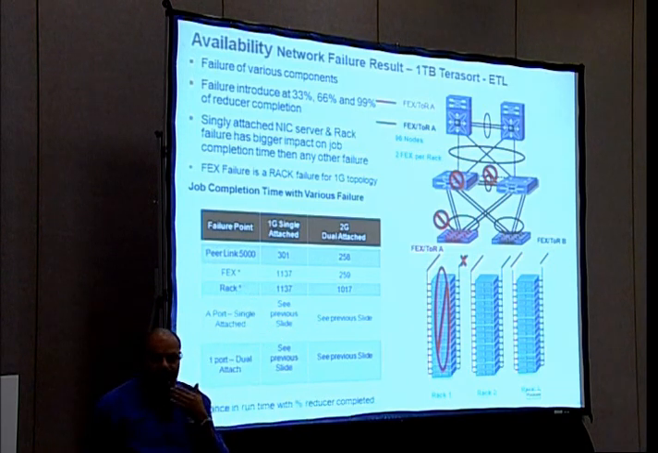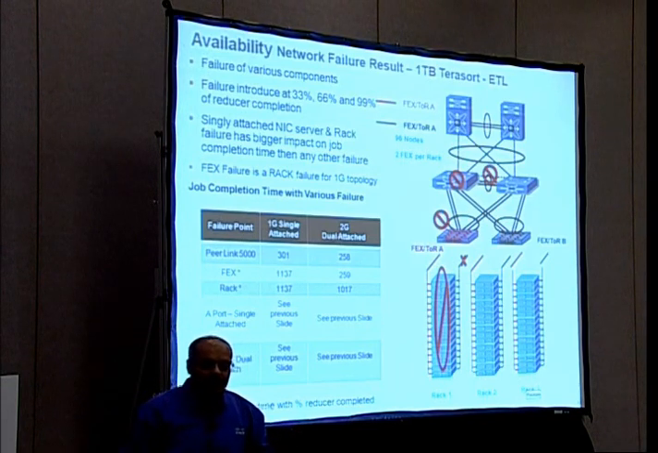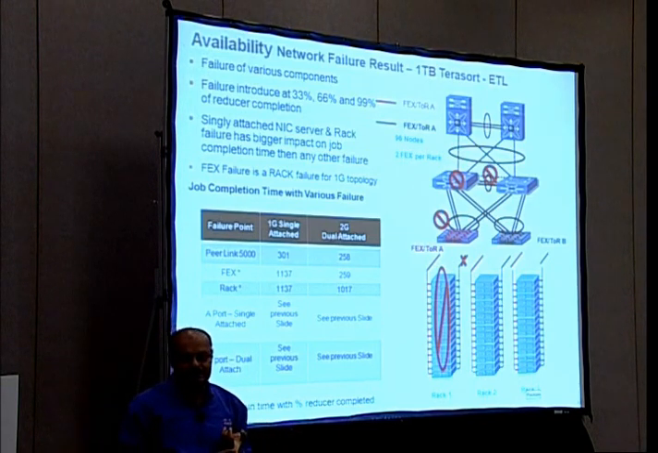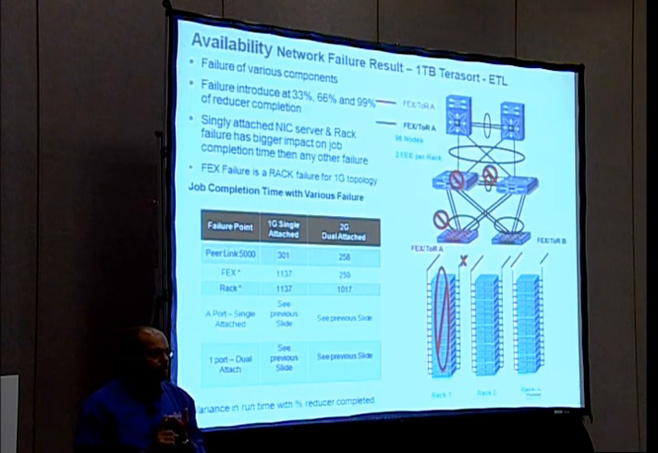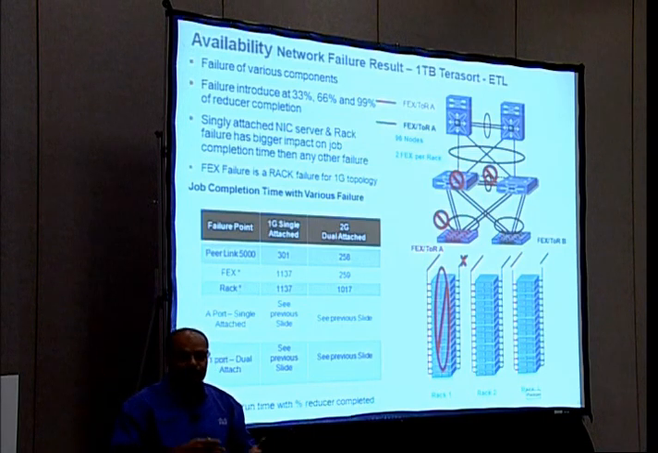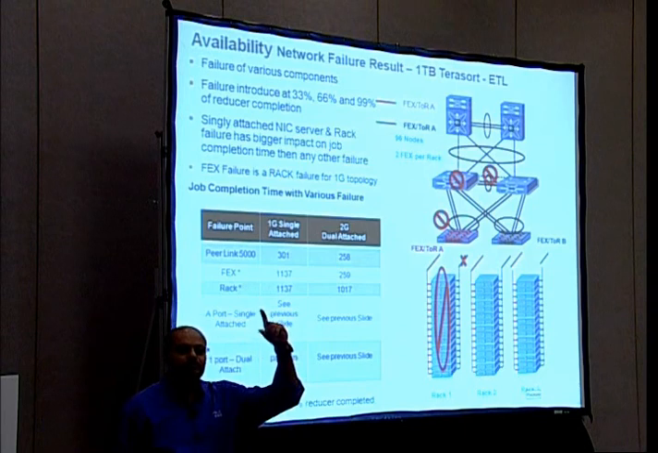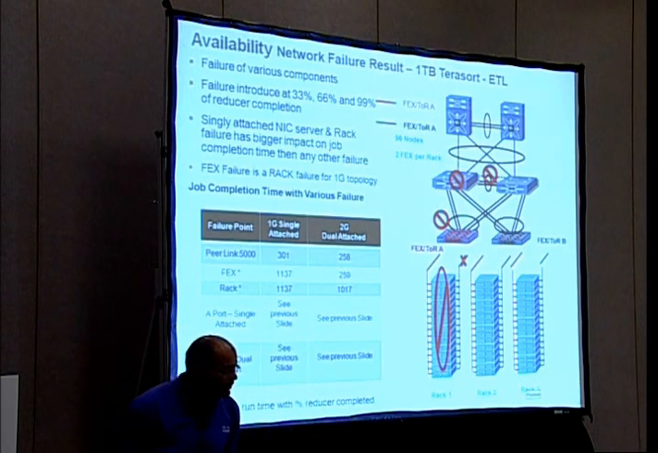We failed almost every component. 2 key points. We failed the rack, we failed the link, we failed the FEX architecture node, we failed the Nexus 5K. 2 key points. A single node failure has a bigger impact. Rack failure certainly has a bigger impact on your job completion time.